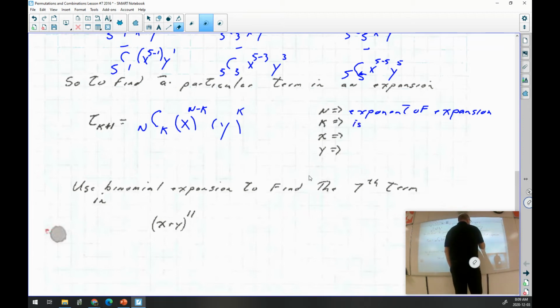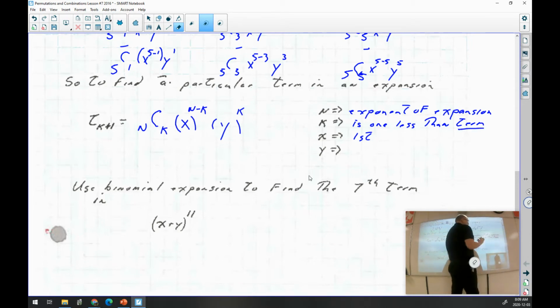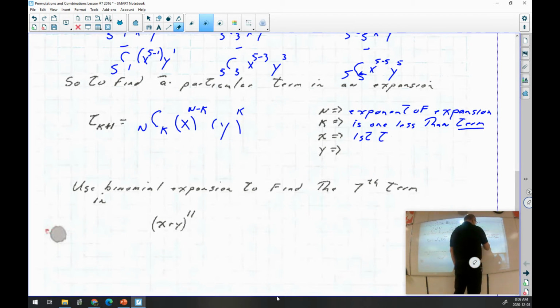K is one less than the term we're looking for. X is the first term. I've got the word term twice, and this is where it does get confusing. The first term, I am going to use that again. I know it's going to be a little annoying. And the second term.